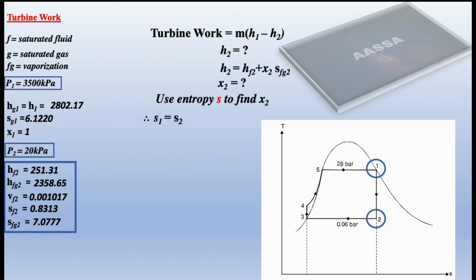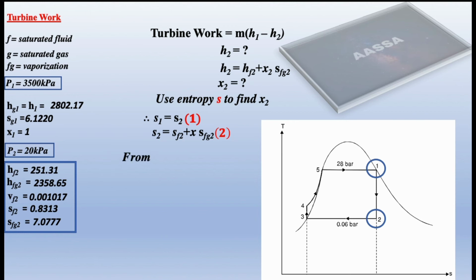So S1 should be equal to S2. That is going to be equation number 1. But also, what is the formula for finding the entropy? We have an independent formula which does not include equating these two entropies together. That one is S2 is equal to SF2 plus X SFG2. So if it is 1, just put 1 on subscript 2. So now let's do that. I'm going to call this equation number 2. We have 2 equations. I think we can solve it.